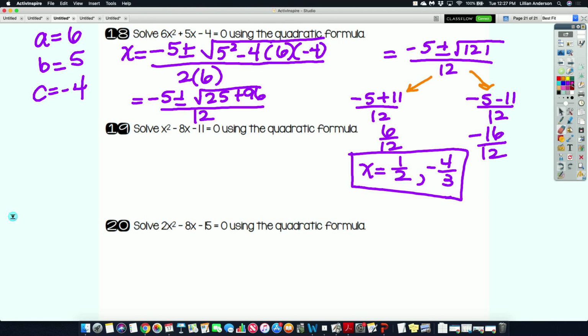Is it in standard form? Yes. Then let's find out what A is. What's A? 2. What's B? Positive or negative? Watch your signs. It is a negative. And what's C? So let's plug it in.